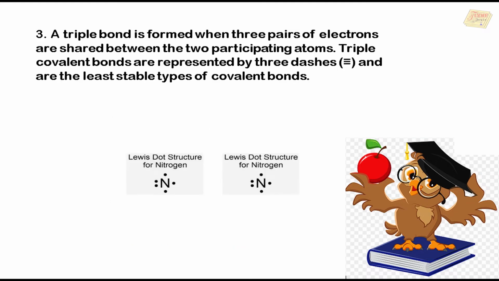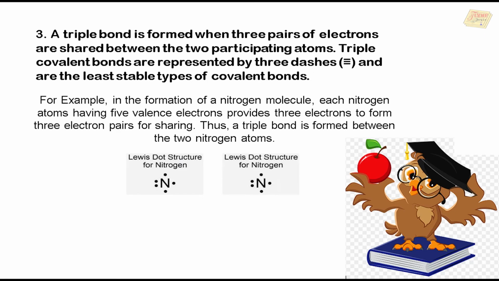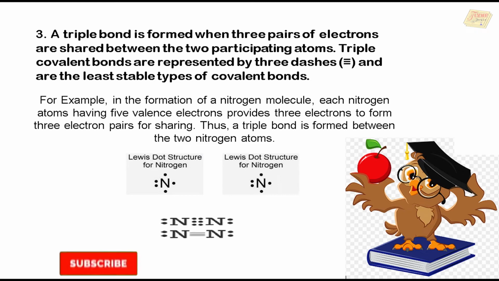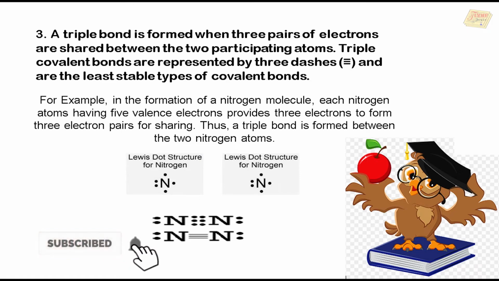A triple bond is formed when 3 pairs of electrons are shared between the two participating atoms. Triple covalent bonds are represented by 3 dashes and are the least stable types of covalent bonds. For example, in the formation of nitrogen molecule, each nitrogen atom having 5 valence electrons provides 3 electrons to form 3 electron pairs for sharing. Thus, a triple bond is formed between the 2 nitrogen atoms.